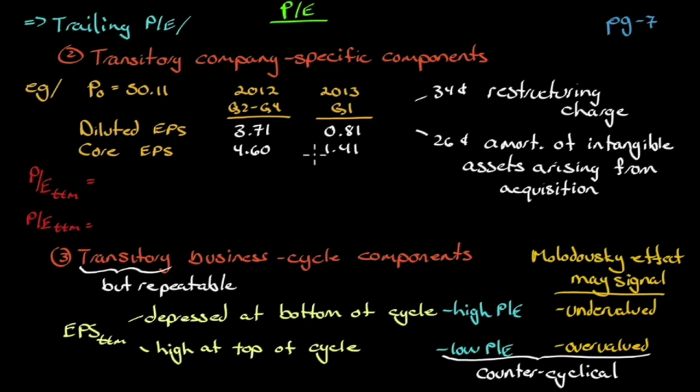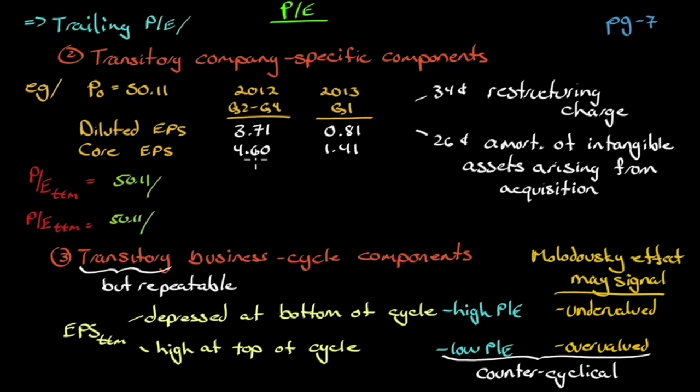So you have to look at these transitory events that companies are defining as transitory and say, are they really? Okay, well, let's just calculate some trailing PEs based on what we have here, and let's look at the difference between the transitory or core and diluted. Let's say that our price is 50.11, so we know we're going to have 50.11 as our numerator in both cases. It's just the denominator we have to worry about, the trailing 12 months earnings. Do we use diluted earnings per share, or do we use core?